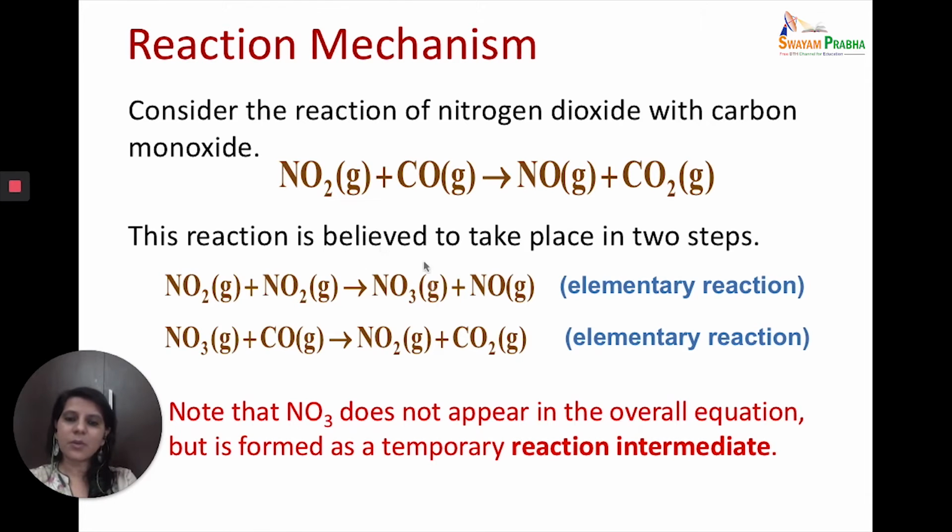Now just see which is the intermediate here. I'm just repeating what we have done previously. An intermediate is a substance which is produced and consumed during the course of the reaction. So look at this NO3. NO3 is produced in one elementary step and is consumed in a later elementary step, so it is an intermediate. It does not appear in the overall reaction, which confirms that this is an intermediate. So if we know which is an intermediate, then we can apply the steady state approximation.